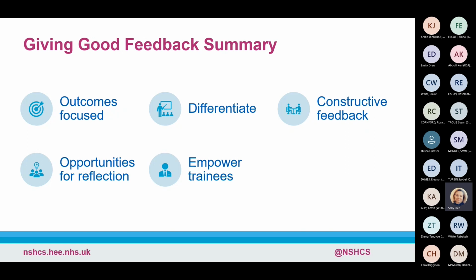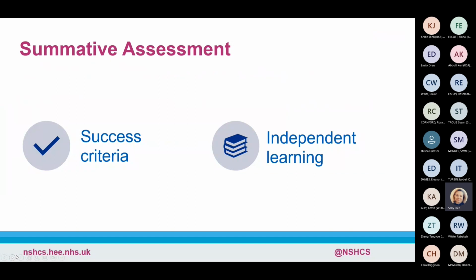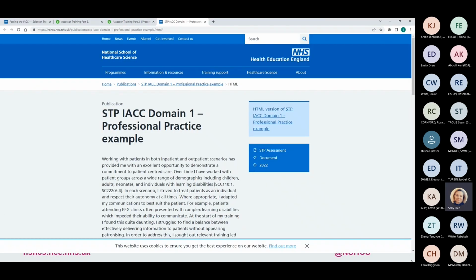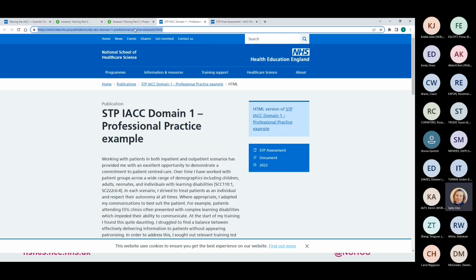Excuse me. So what we're going to look at now is actually using the marking criteria, the assessment criteria. So we're going to look at the marking. Now what I'm going to do is, I've already got that one open if I remember rightly, but I will put the links in the chat for you to access, including the marking criteria. Let me get those links for you. It's the easiest way to do it.